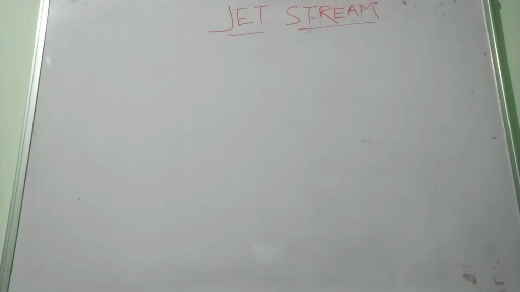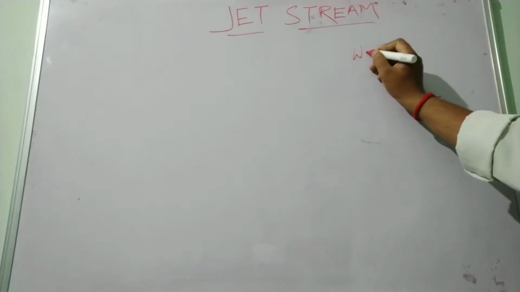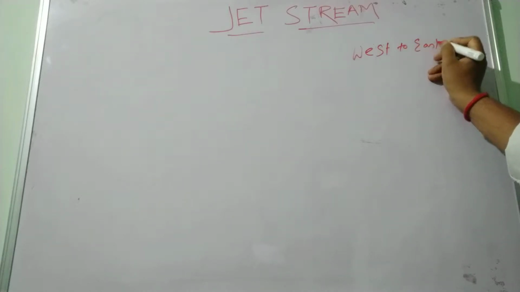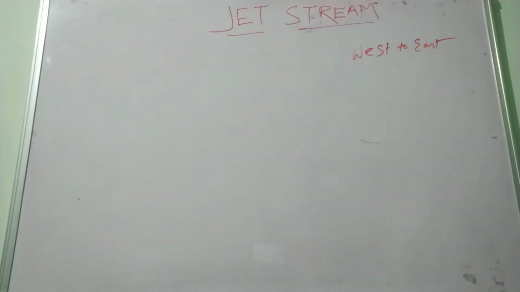Today we are going to discuss the jet stream. A jet stream is a narrow band of strong winds, usually blowing from the west to east direction in the upper troposphere.